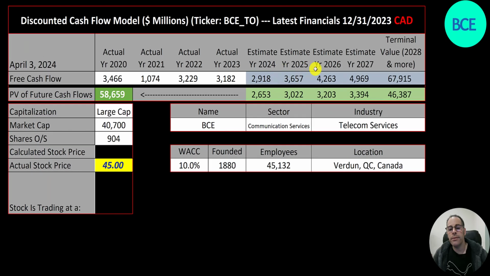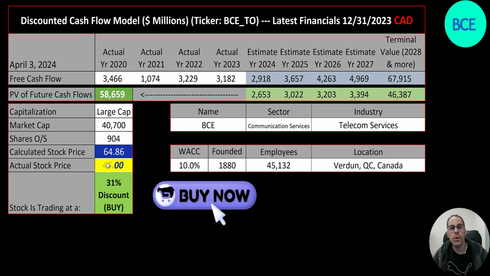We estimated 4 years of future free cash flows. We also estimated the terminal value, which is all cash flows past year 4, that's 68 billion. We discounted those numbers back to today's value using the weighted average cost of capital. We get a value of the company of $59 billion. We divide that by 900 million shares, and we get a calculated stock price of $65. They're trading at $45, so they're trading at a 31% discount. It's a pretty strong buy according to the model.